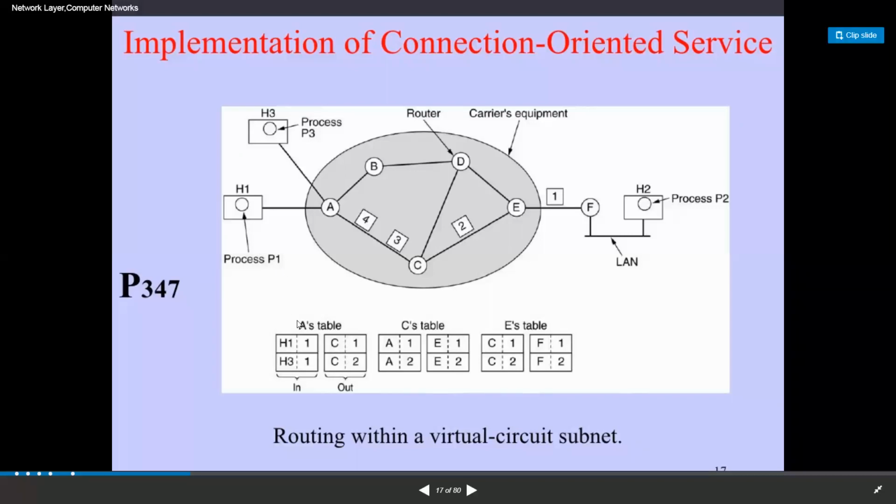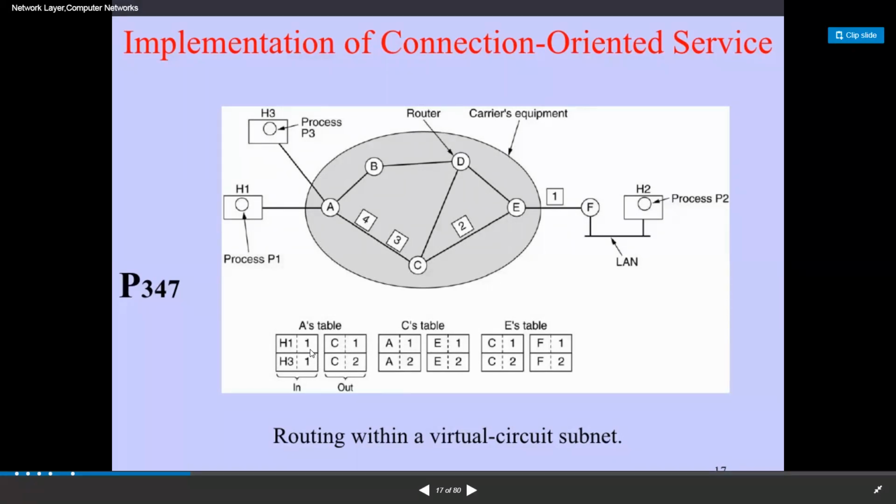In all textbooks, they have given this number as 1. Here 1, 2 means 1 is virtual circuit number 1, 2 is virtual circuit number 2. You can correct this one as 2. Otherwise, they think the routing is not yet started. H3 has a point-to-point connection with A, and H1 has a point-to-point connection with A. So the routing is not yet started. That is the reason why they have given 1, 1.